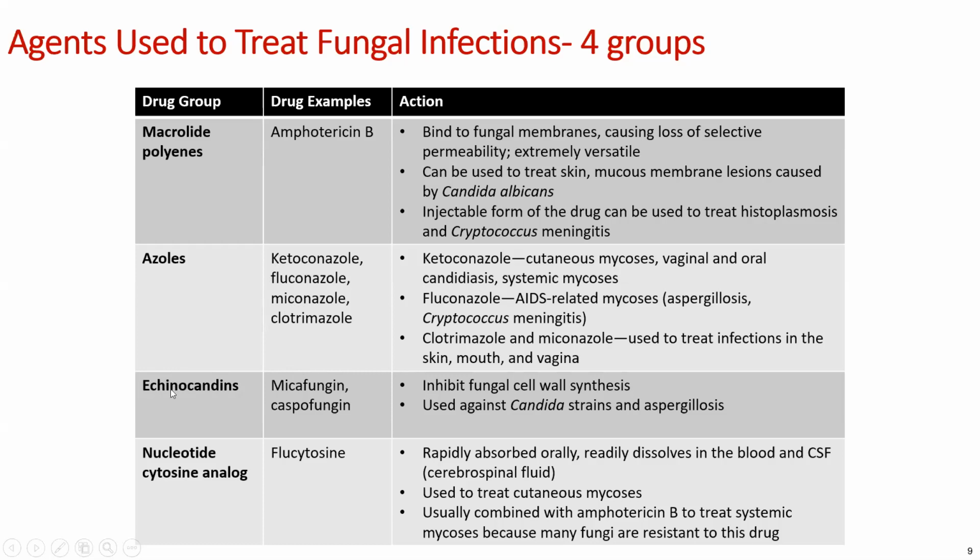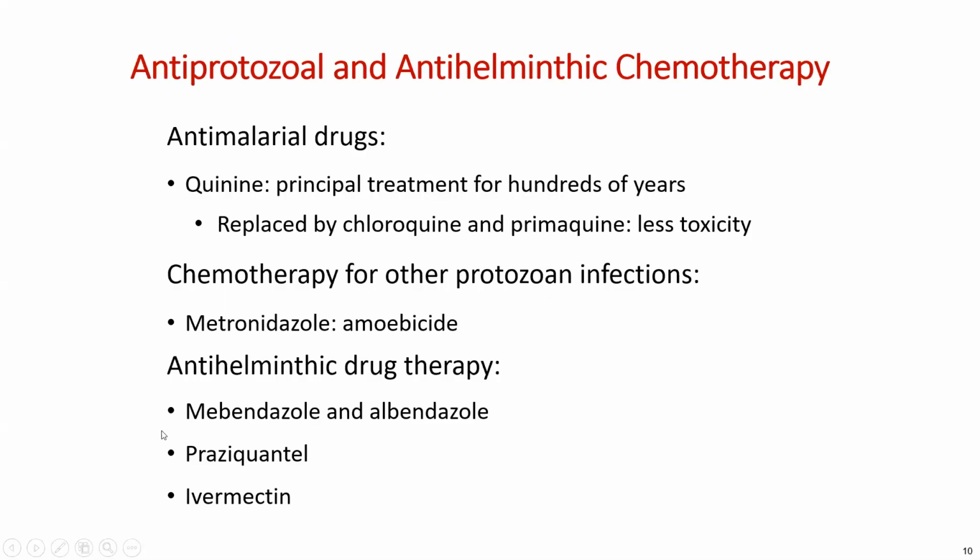This part of the word, chino, is an abbreviation or part of the word chitin. So notice that it inhibits cell wall synthesis, whereas the amphotericins or the macrolide polyenes, which are the oldest known antifungal agents, bind to fungal membranes, okay? So those 4 different groups are important for you to be able to distinguish between.